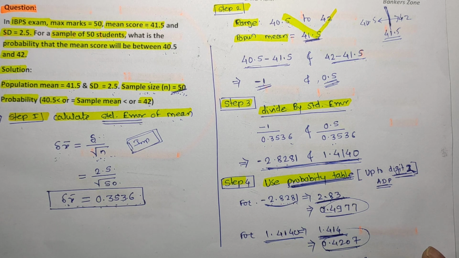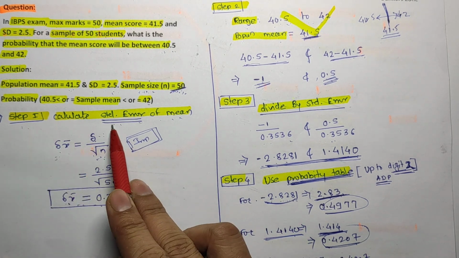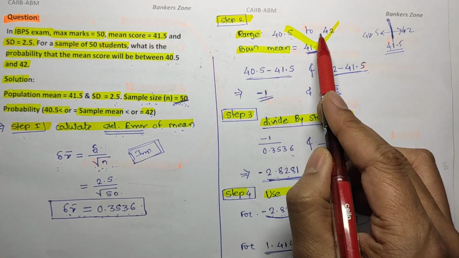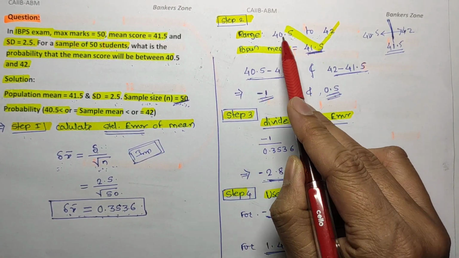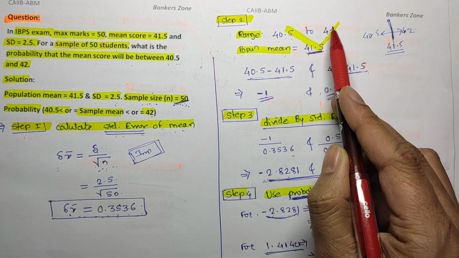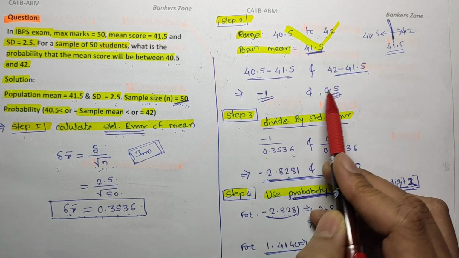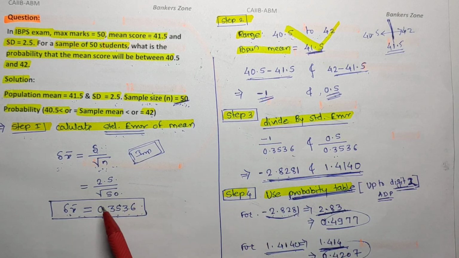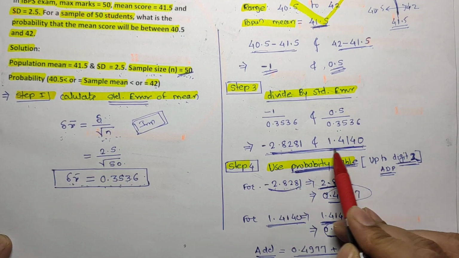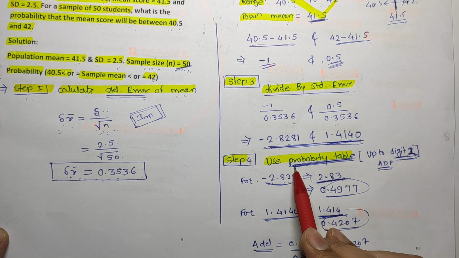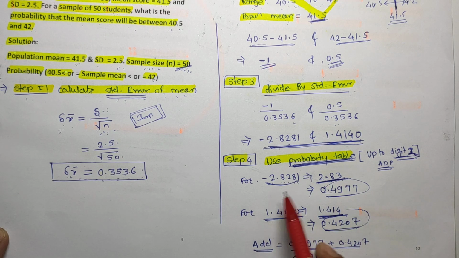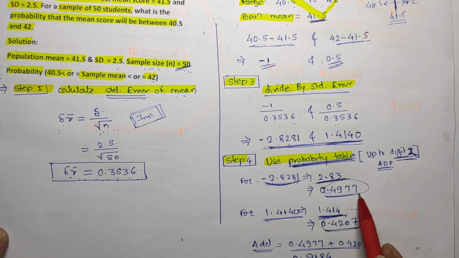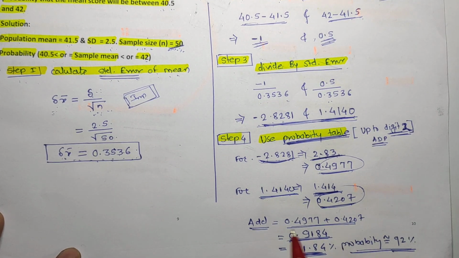Okay friends, I repeat, this is a very easy numerical. Just follow my method. Step 1, calculate the standard error. Step 2, the range is given and the population mean is given. Subtract population mean from each range value, so you will get two values. Divide those two values by the standard error. You will get some values, and for those just find them in the probability table. Ignore the negative sign. You will get 0.497 for this, and for this you will get 0.4207. Just add both values, you will get the probability.